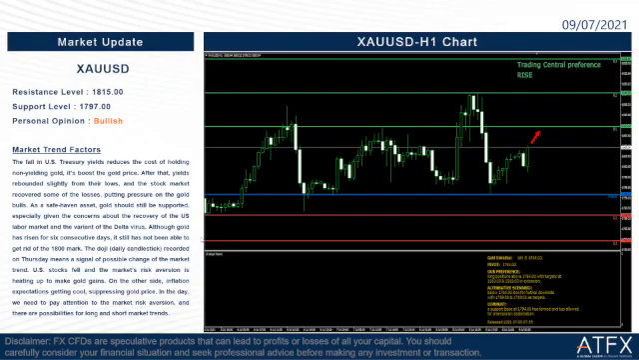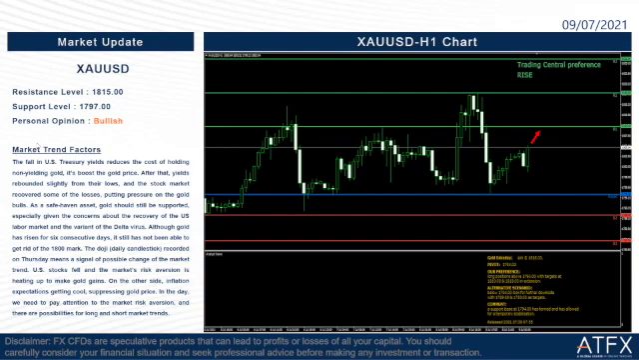When it comes to today's market update, I will keep you updated on our gold price, our gold market here. The resistance level for today is 18.15. The support level is at 17.97. My personal opinion is that I will remain bullish. Yesterday I took it as bullish, and it actually went up and then came back down again. But today I will still take it as bullish.